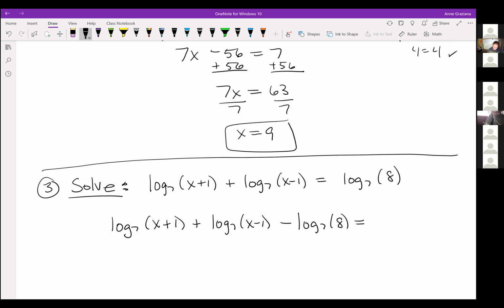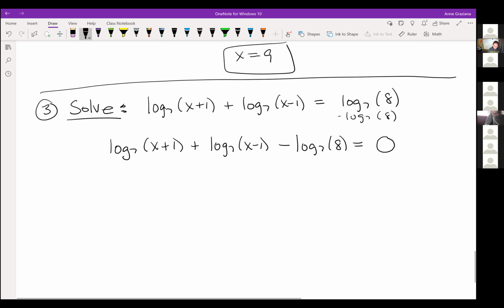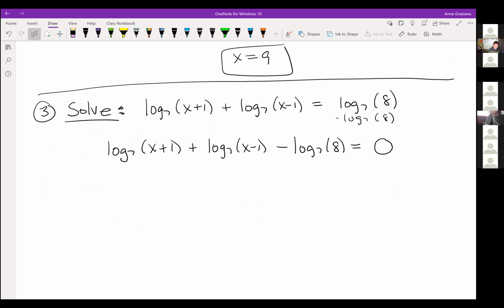Now what happens when I subtract it from this side? What am I going to get over here? 0. Okay, that's okay. Don't lose your 0. Sometimes when students get everything on one side, they lose the other side of their equal sign. It's fine, no problem. All right, now let's condense these into one.